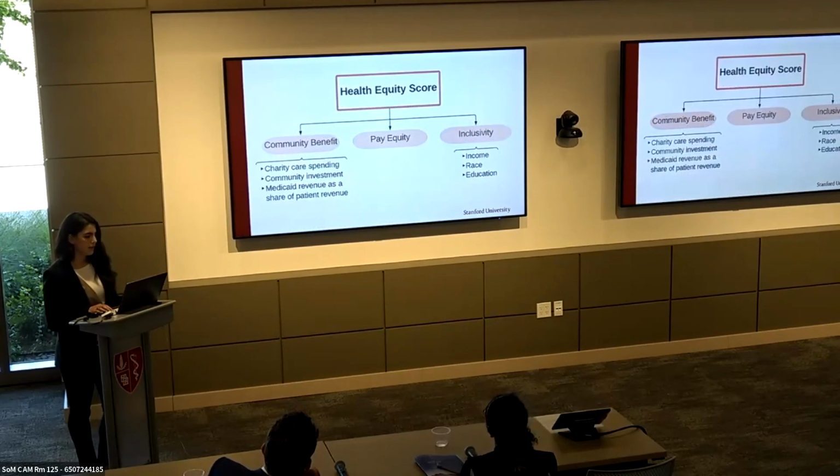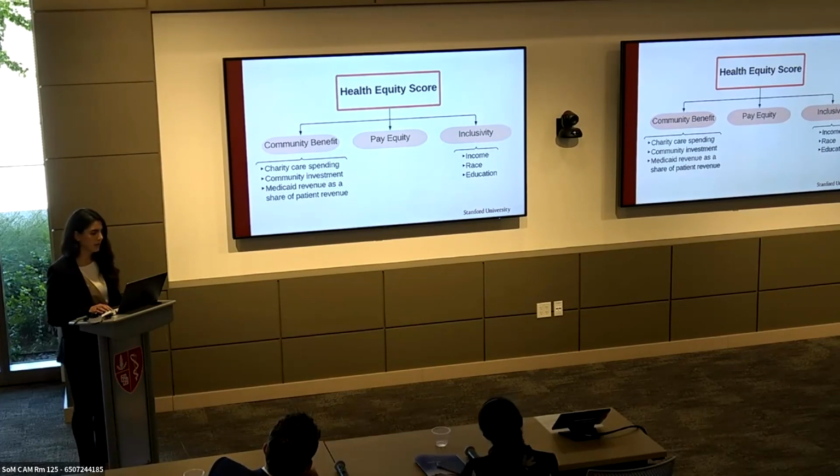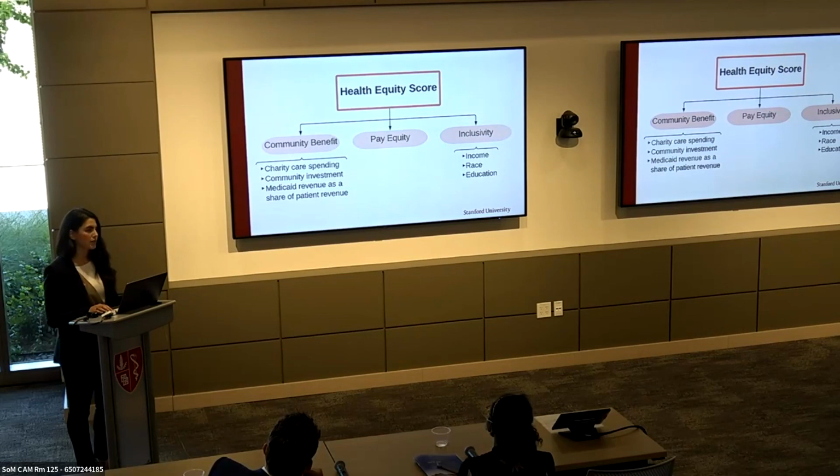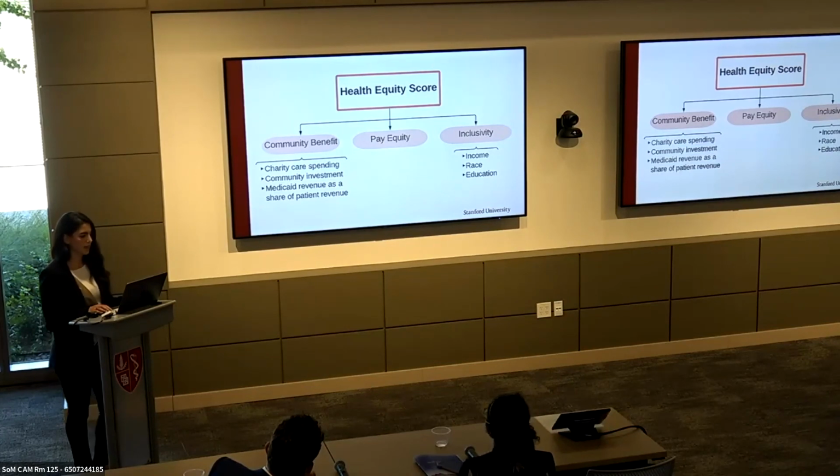The Lown Institute defines our outcome of interest, health equity scores, by three components: community benefit, pay equity, and inclusivity. Community benefit reflects how well hospitals invest in community health and is comprised of three main tenets: charity care spending, which reflects how generously hospitals spend on charity care as a share of total expenses; community investment, determined by how generously hospitals spend on community health as a share of total expenses; and finally, Medicaid revenue, as a share of patient revenue, which is the hospital's commitment to serving patients with Medicaid.